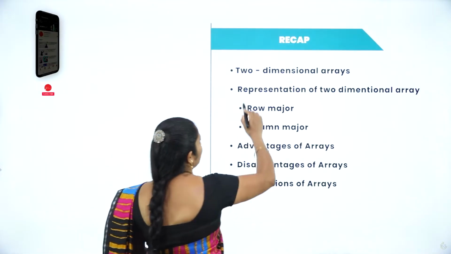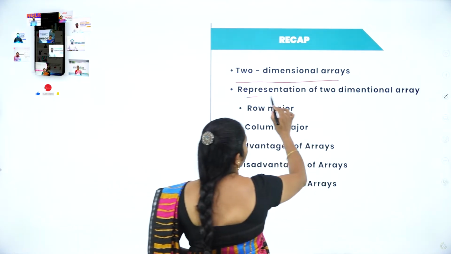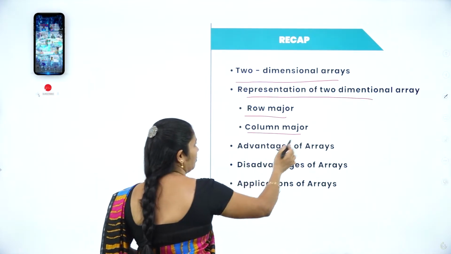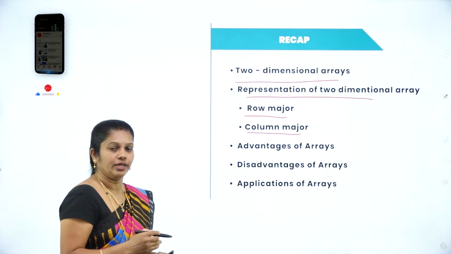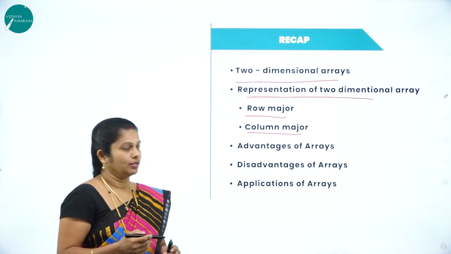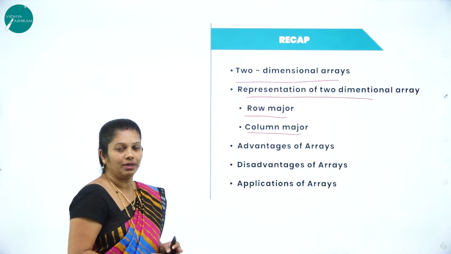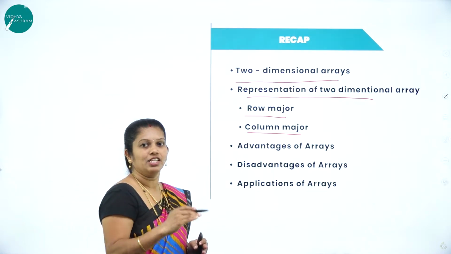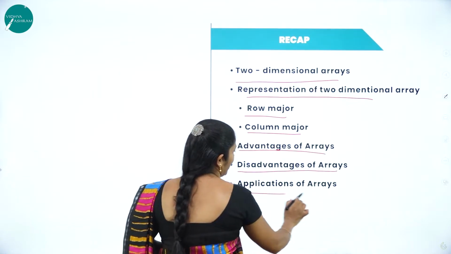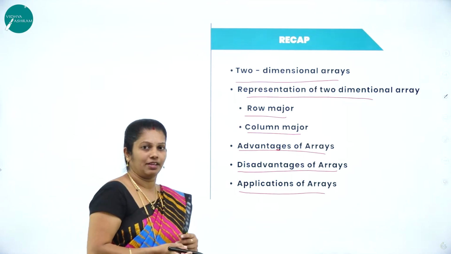In the previous session, you came to know about the two-dimensional array. Under that, the representation of a two-dimensional array, that is row major order and column major order. In row major order, first it will store all of the first row, then the second row and so on. In column major order, first it will store all the first column elements, then the second column elements and so on. Then the advantages of arrays, disadvantages of arrays as well as applications of arrays, regarding that you came to know in the previous session.